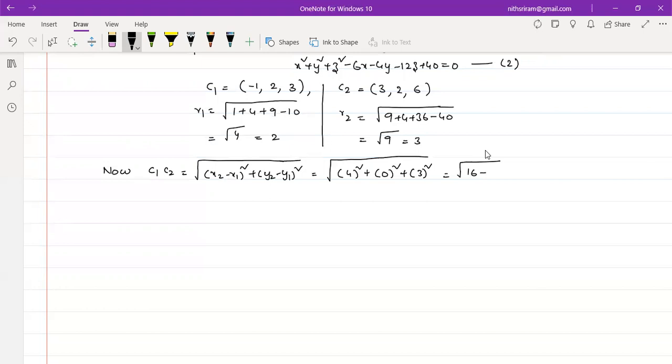4 square is 16, plus 9, 3 square is 9. So that we get root 25. So root 25 is nothing but 5. So the distance between C1 and C2 is 5.